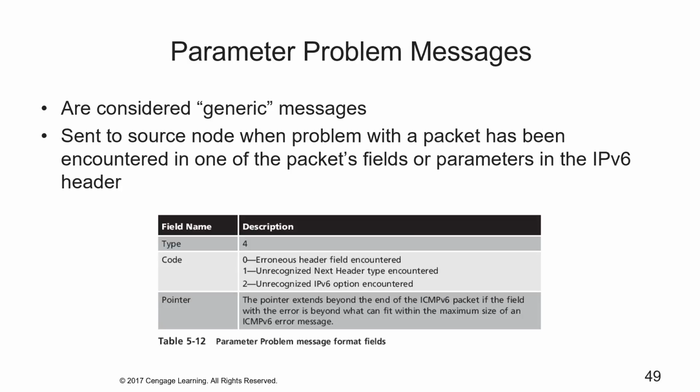So just like in ICMPv4, ICMPv6 parameter problem messages are generic messages as opposed to the response to a very specific error. It's sent to the source node when a problem with the packet has been encountered, and one of the packet's fields or parameters in the IPv6 header. So in this slide, we have a table of the various codes and the pointer.